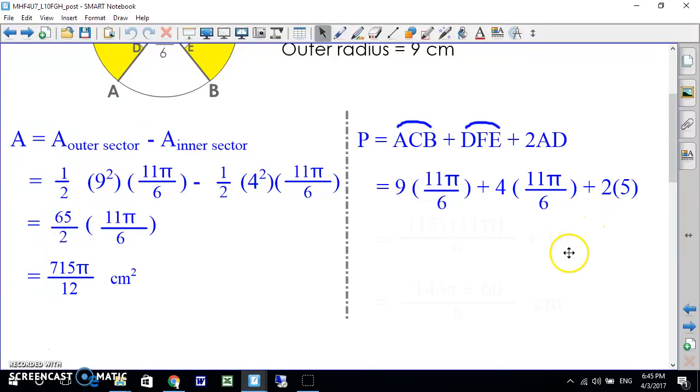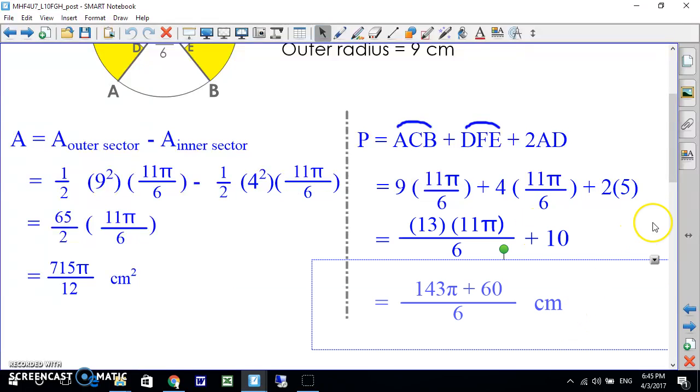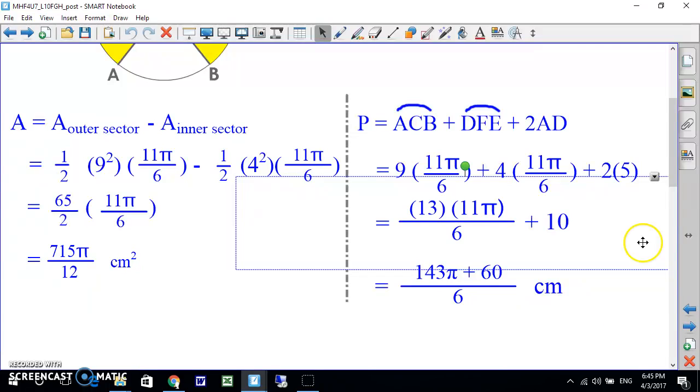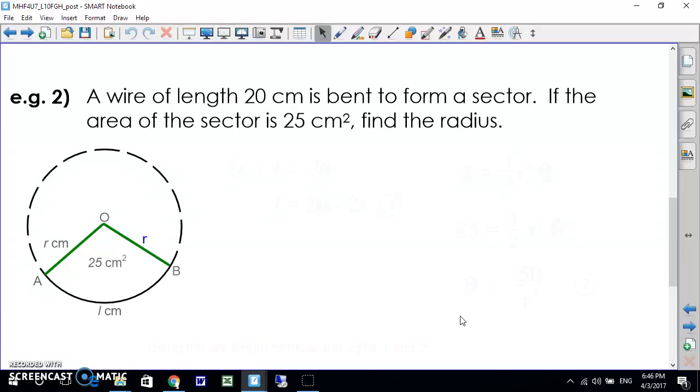So simplify this work. You have 13 over 6 times 11 pi plus 10, or you can write this using a common denominator of 6, so the answer will be 143 pi plus 60 over 6 centimeters. Okay, so we have found the area and perimeter of this funny shape. Next, we're going to look at another application of calculating arc length and area of a sector.